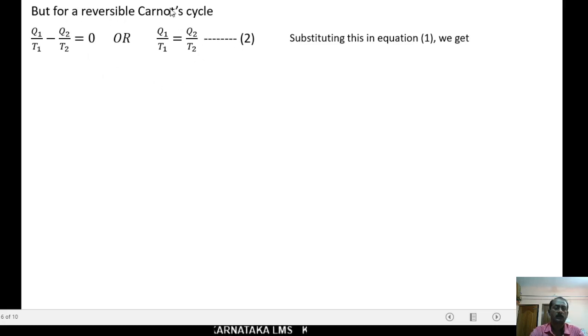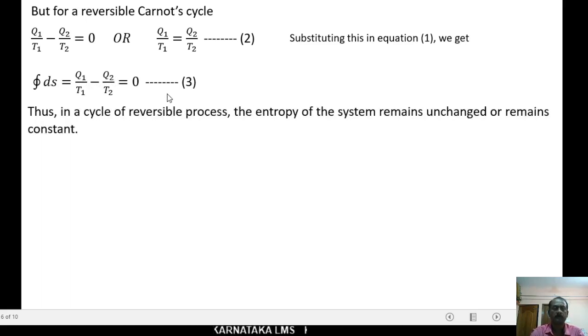This is already, you know, in the previous chapters in Unit 1. Substituting this in equation 1, you substitute equation 2 in equation 1, we get the total entropy is equal to Q1 minus T1, Q1 by T1 minus Q2 by T2 is equal to 0, let it be equation 3. Thus, in a cycle of reversible process, the entropy of the system remains unchanged.